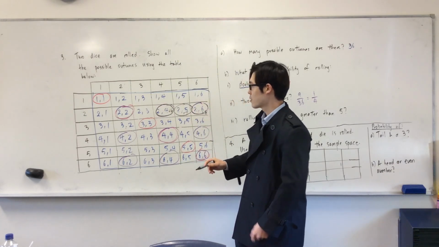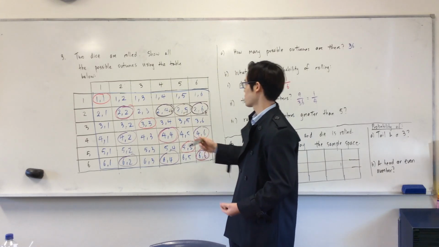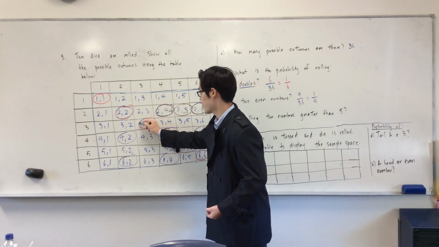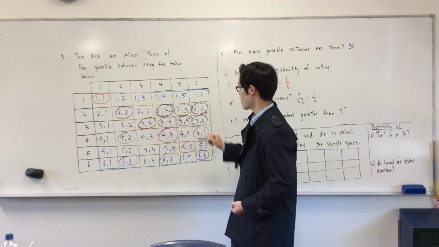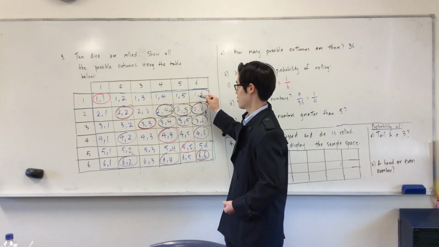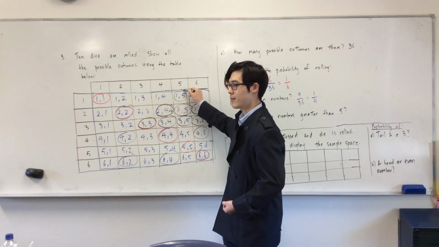So anything more than 5. So how about this one? Yeah, yep. That's 6, 7, 8, 9. Can you see the pattern? Oh, how about from here? 1 and 5. 1 and 5 from here, yeah? And 1 and 6.